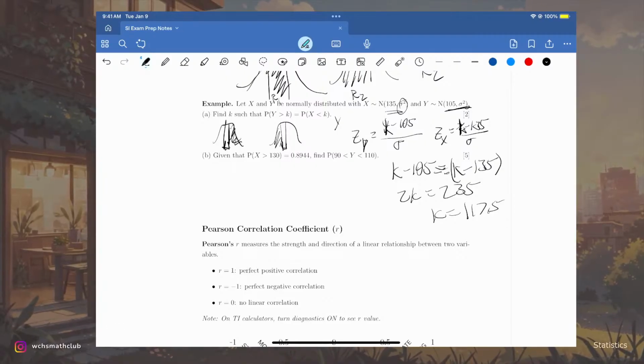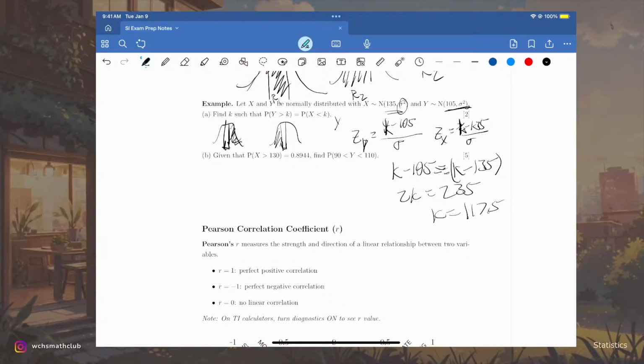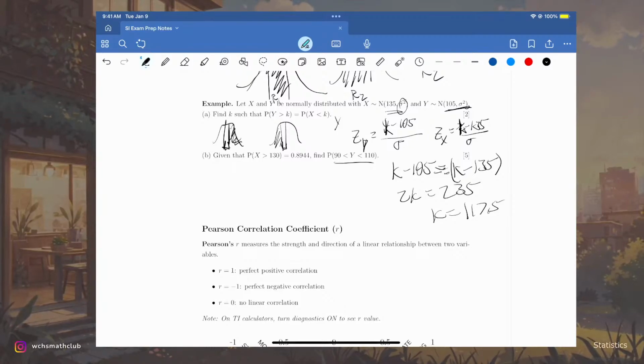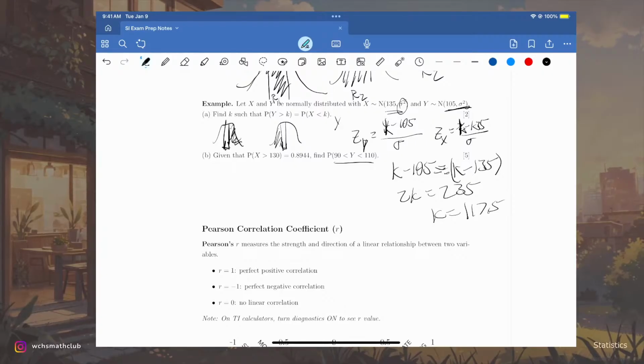Next one, given that the probability that x is greater than 130 is that, we want to find that P(y is between 90 and 110). And then what you should notice here is that this can no longer be a centered curve because they're different distances away from the mean of 105. And so you'll have to calculate the distribution twice, or the area twice. One for below it and one for above it. So we have P(x greater than 130) is equal to that area.